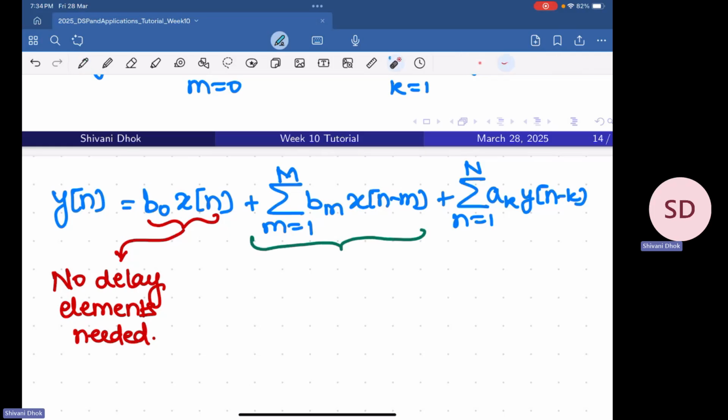This summation has a total of M terms, and in every term you are delaying by 1 more unit. The first will give you x of n minus 1, then x of n minus 2, x of n minus 3, and so on till x of n minus capital M. Therefore, in order to get this, we will need a total of M delays.